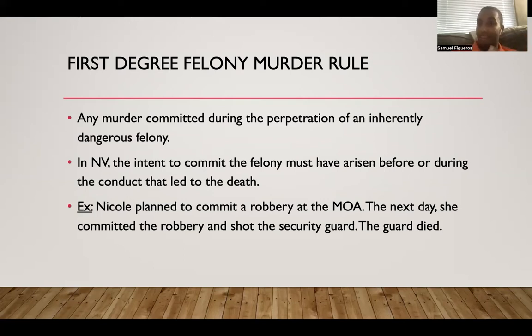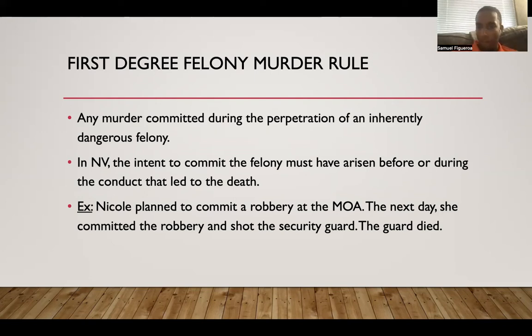In Nevada, the intent to commit that felony, let's say arson, must have existed either before the killing occurred or during the actual conduct of committing the felony that led to the victim's death. So again, if someone thought about committing that crime before it actually occurred, and then someone dies as a result of that crime, that is an example of someone being liable under the statute here. Another critical example is our third bullet point here.